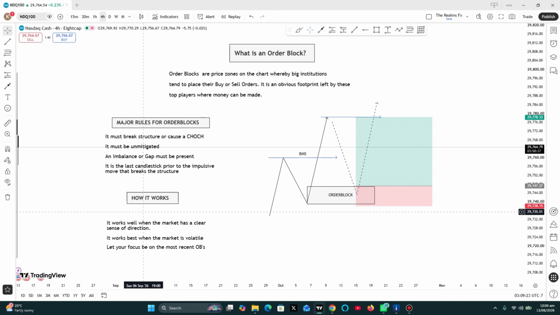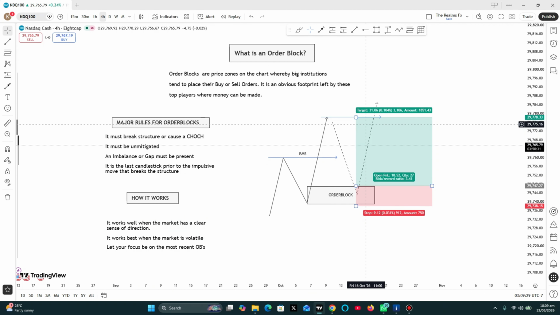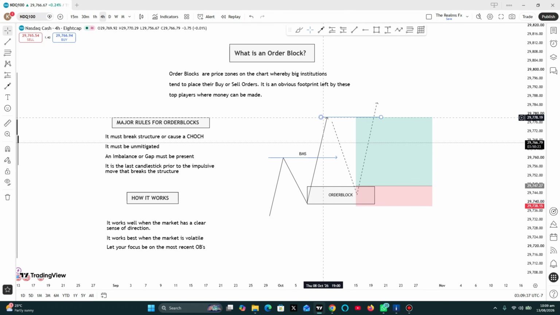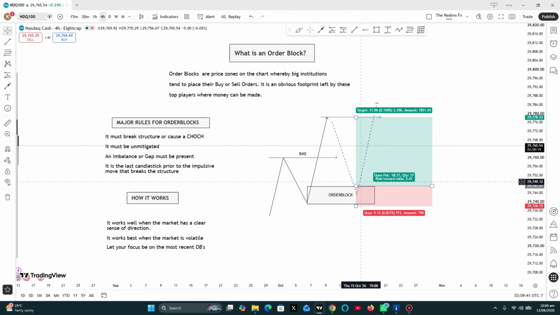Okay, now how it works. It works well when the market has a clear sense of direction. So when the market is trending nicely in an uptrend fashion, you can see it give you clean price action. Once price breaks structure, you see that it's able to come back and retest it. When the market has a clear sense of direction, trading the order block is so smooth and cool, and you can make a lot of money while doing so.